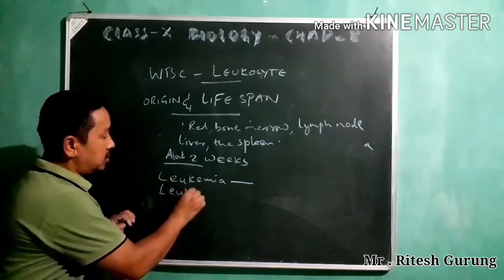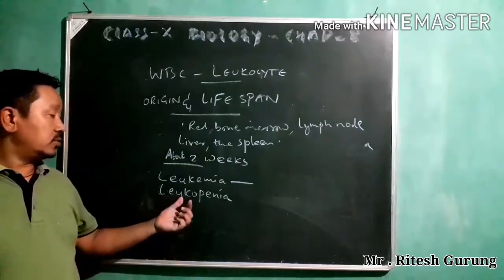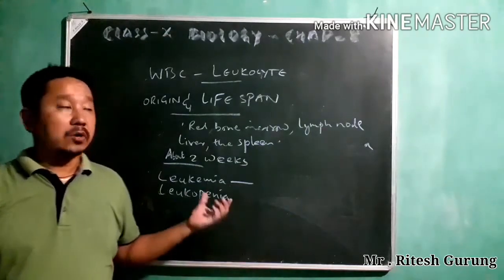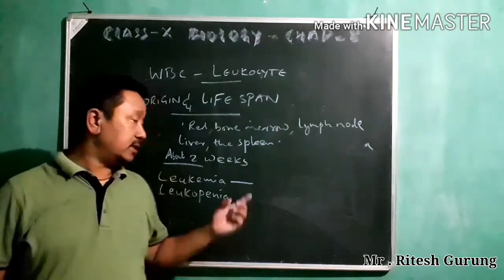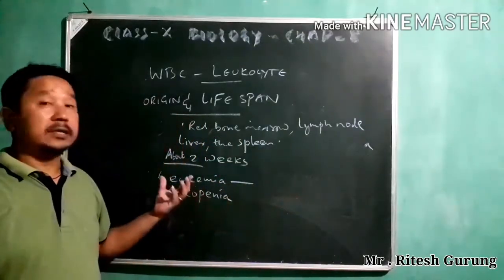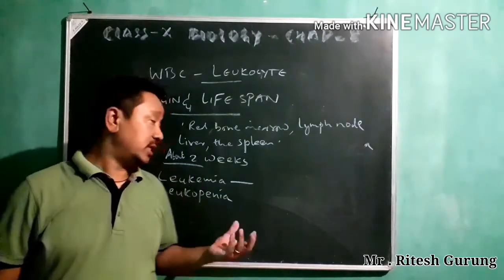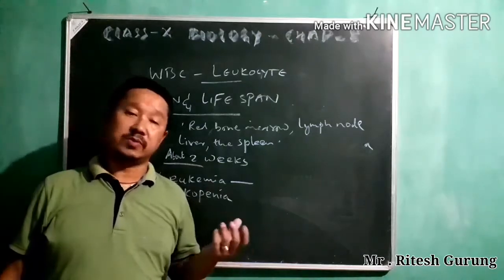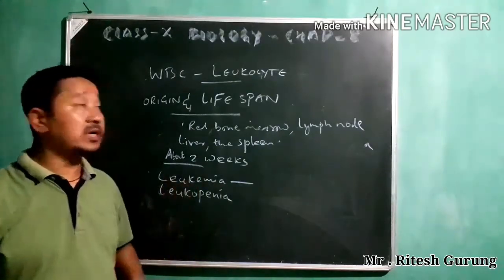another problem, leukopenia. Leukopenia is another disease of WBC where the number of WBC abnormally decreases. In the above case, it abnormally increases at the expense of RBC, but in this case the number of WBC abnormally decreases, which is also not good. So these are the common diseases of WBC. When something goes wrong with the number of WBC, these problems are seen, called leukemia and leukopenia. So this is all about WBC.